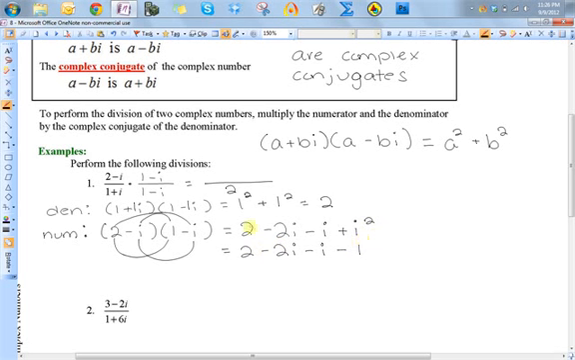So remember that when you FOIL the product of two complex numbers, the two outside terms will be real and the two on the inside will be imaginary. So if I combine my two real parts, I'm going to get 1, and if I combine my two imaginary parts, I'm going to get minus 3i.